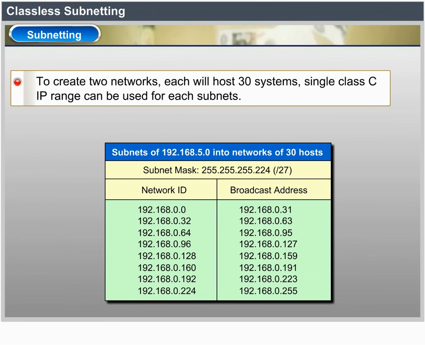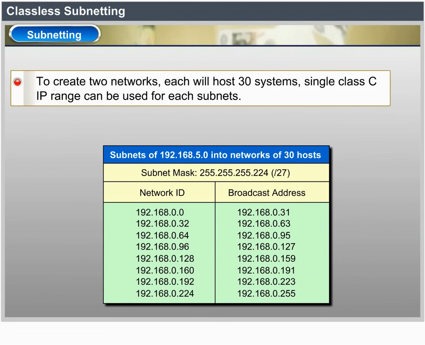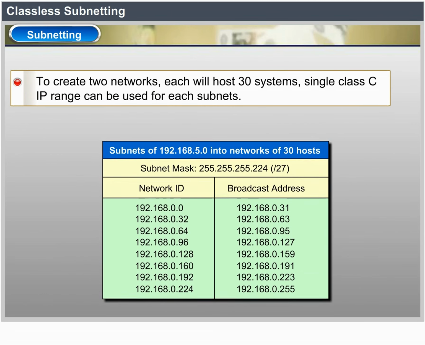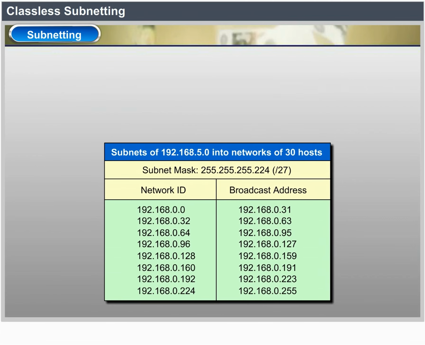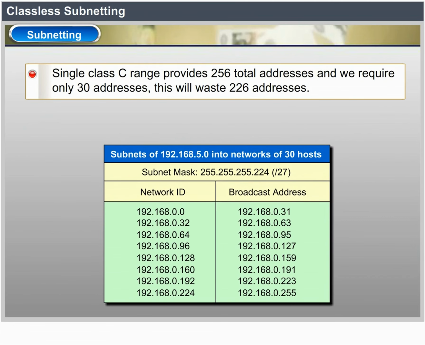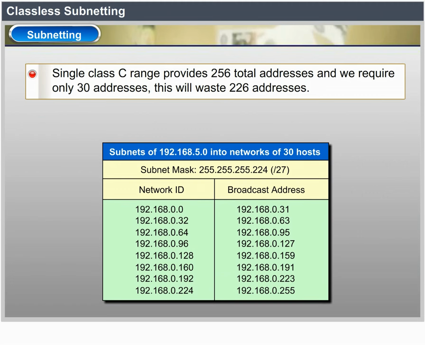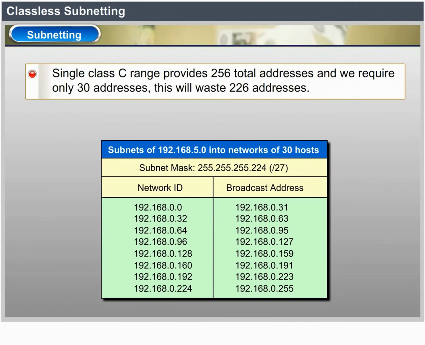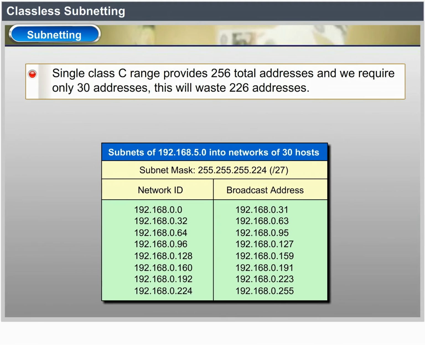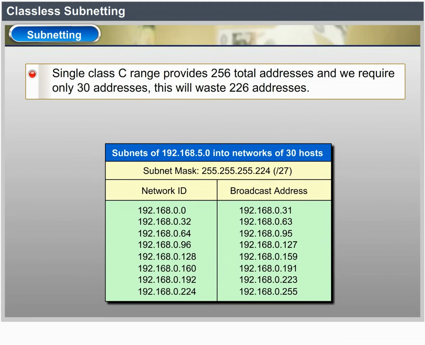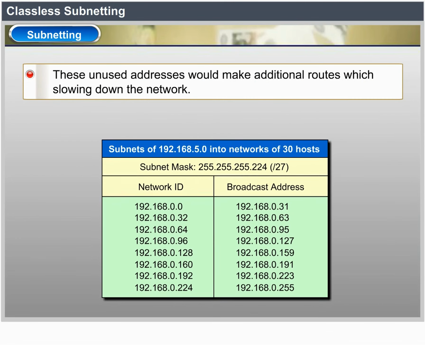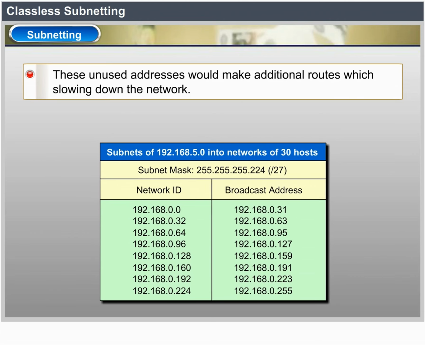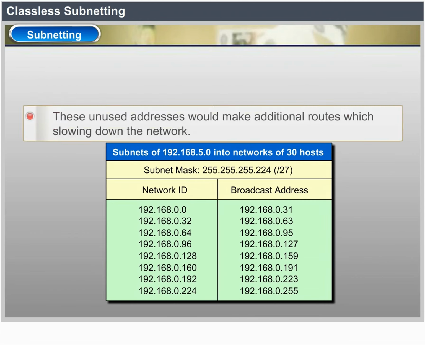To create two networks, each hosting 30 systems, a single Class C IP range can be used for each. A single Class C range provides 256 total addresses and we need only 30 addresses. This will waste 226 addresses. These unused addresses would make additional route advertisements, slowing down the network.